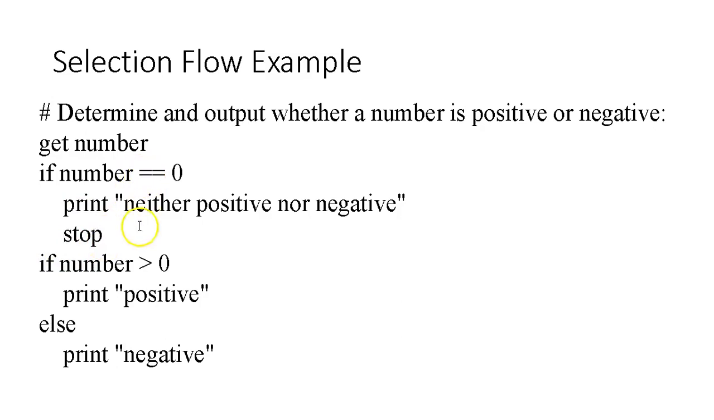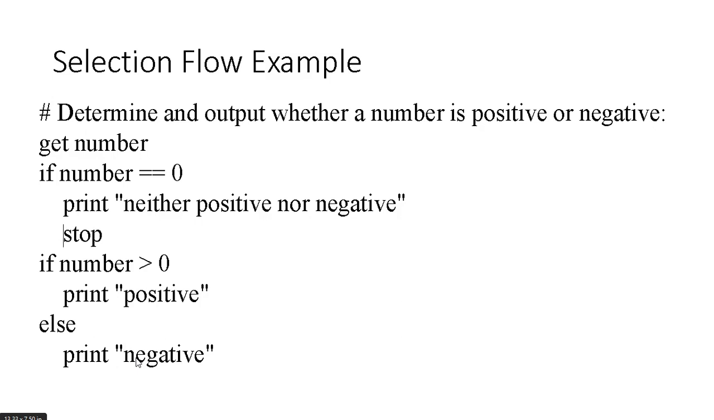If the number is not 0, then we come down to this if-else construct. If number is greater than 0, print positive. That's what's indented under that statement. Else, print negative. Depending on number, this positive printing or this negative printing will occur.